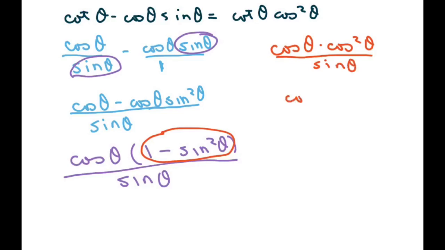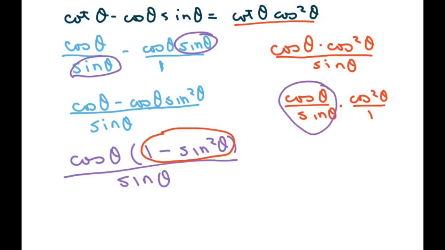And what I'm going to do is write this as cosine of theta over sine of theta times cosine squared of theta over 1, because I'm trying to match it to this left side, or right side. And this is going to equal cotan of theta times cosine squared of theta. And it matches. So we have proved the identity.